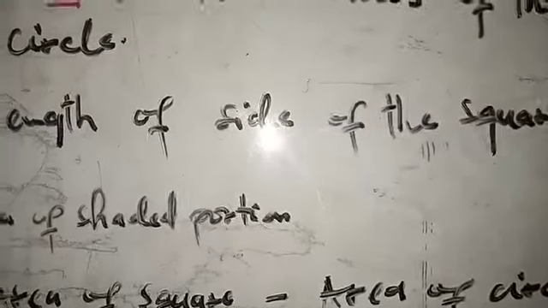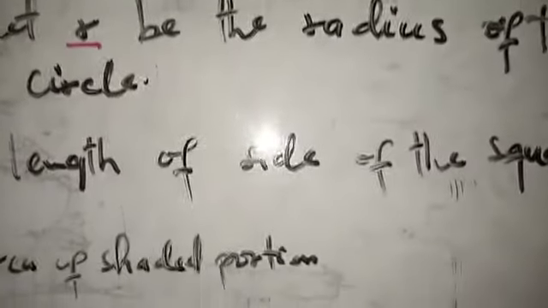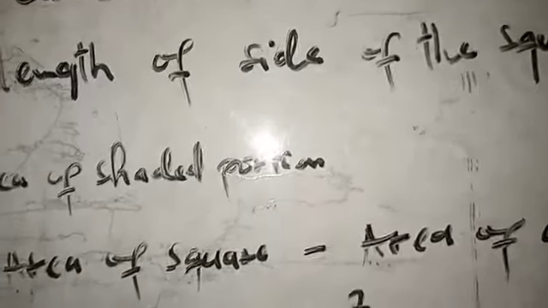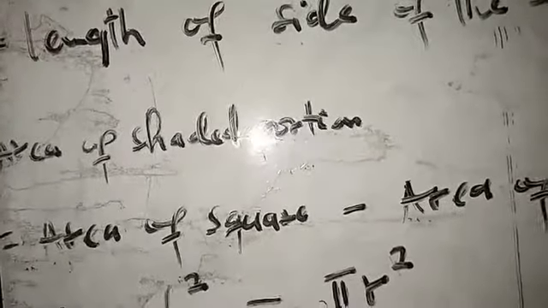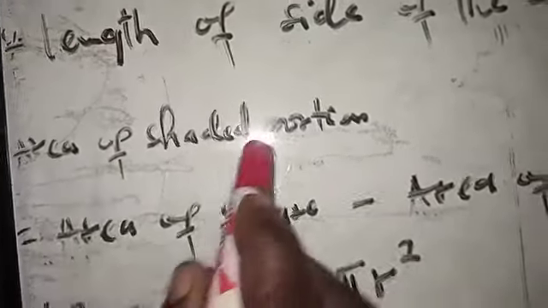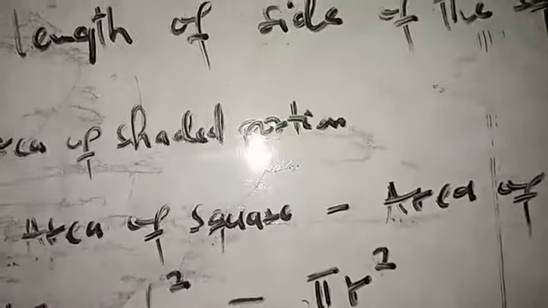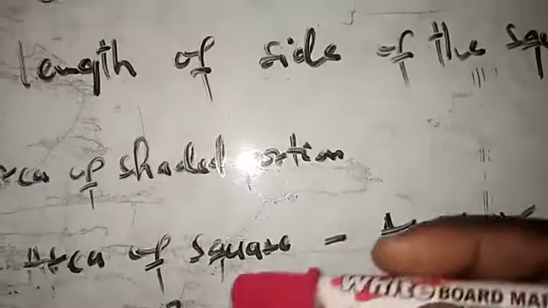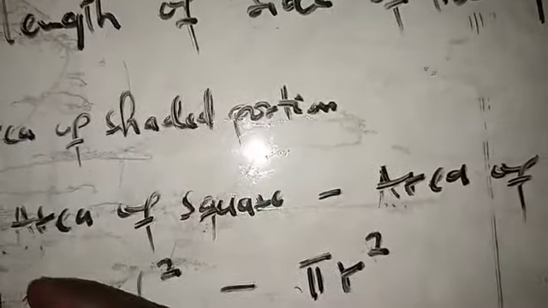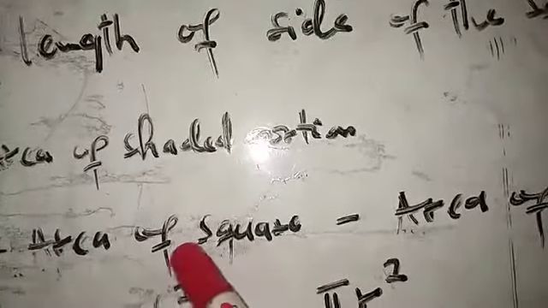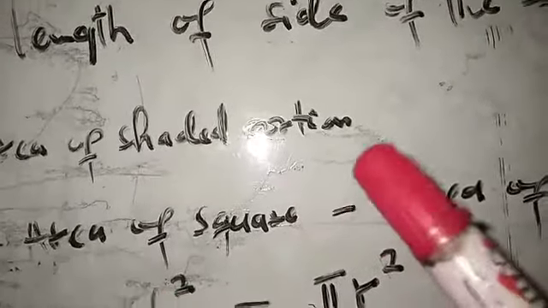Now remember, the information that they give us is that the area of the shaded portion is 42 square centimeters. So we know that the area of the shaded portion is equal to 42. The information that they gave you in the question is what you are going to use to determine what they are asking you to find. We are given that the area of the shaded portion is 42 square centimeters. So how can you determine the area of the shaded portion?